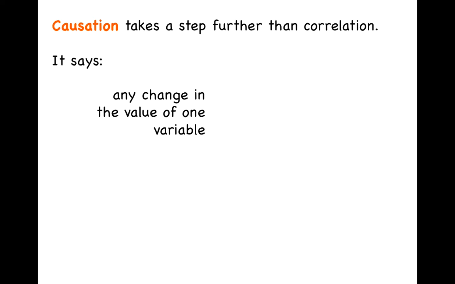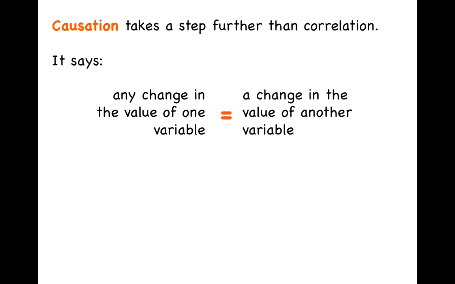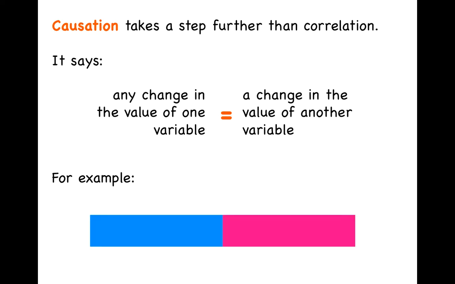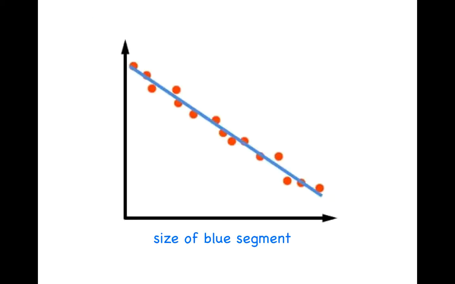Causation says that any change in the value of one variable directly causes a change in the value of another variable. So, for example, here I have a shape, and half of my shape is filled with blue, and the other half is filled with pink. If I increase the area of the blue part of my shape, this causes the area of the pink half to get smaller. And I can plot that on a graph. So the size of my blue segment is increasing. That means the size of my pink segment is decreasing. I've got lovely correlation, and there is a direct causation there.